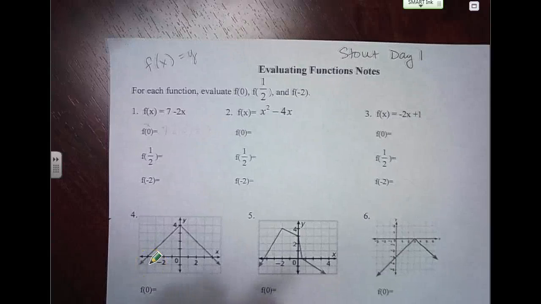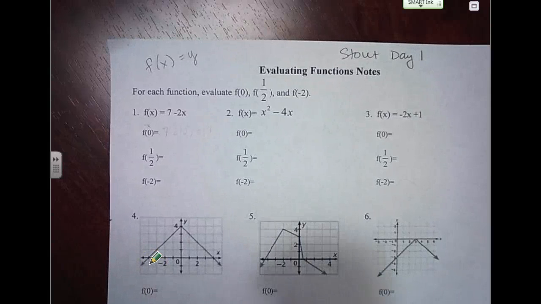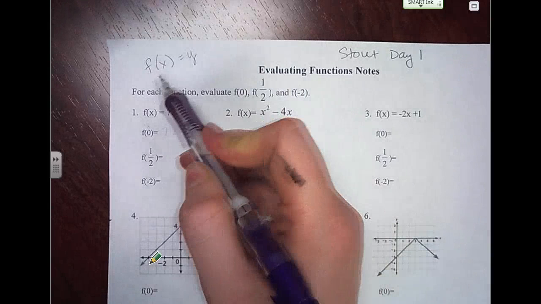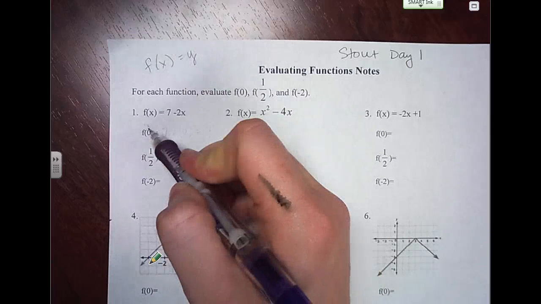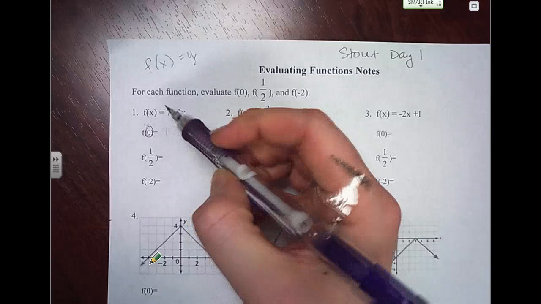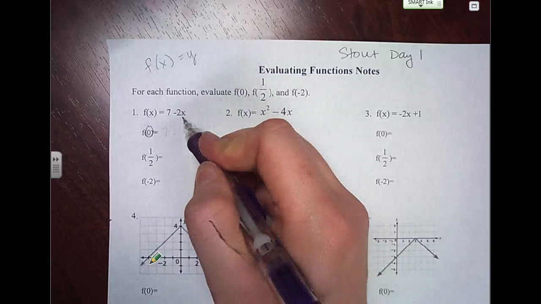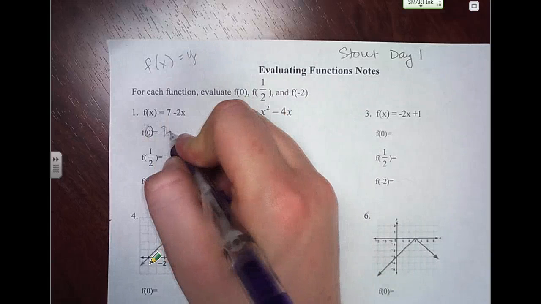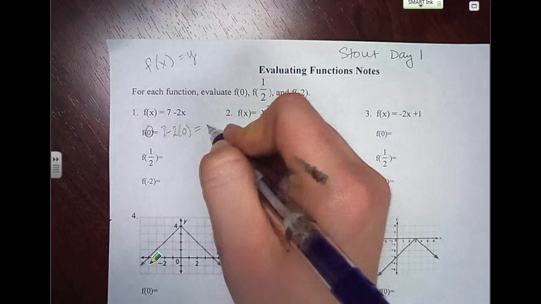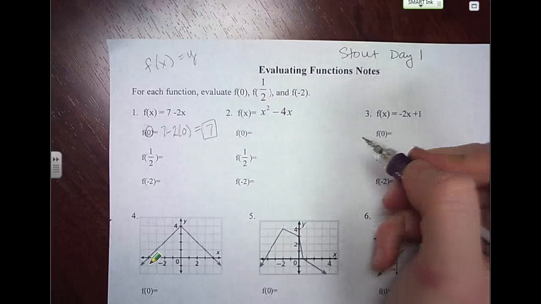Okay, so today we are evaluating functions, and we've done this before, so this first part's nothing new. When you're looking at something like this, we have f of x equals y. What we're doing is taking this value right here, which is considered an x value, and we're going to plug it in for the function into the x. So here I would do 7 minus 2 times 0, and I can put that straight in my calculator, and I get 7. So we're just evaluating a function.